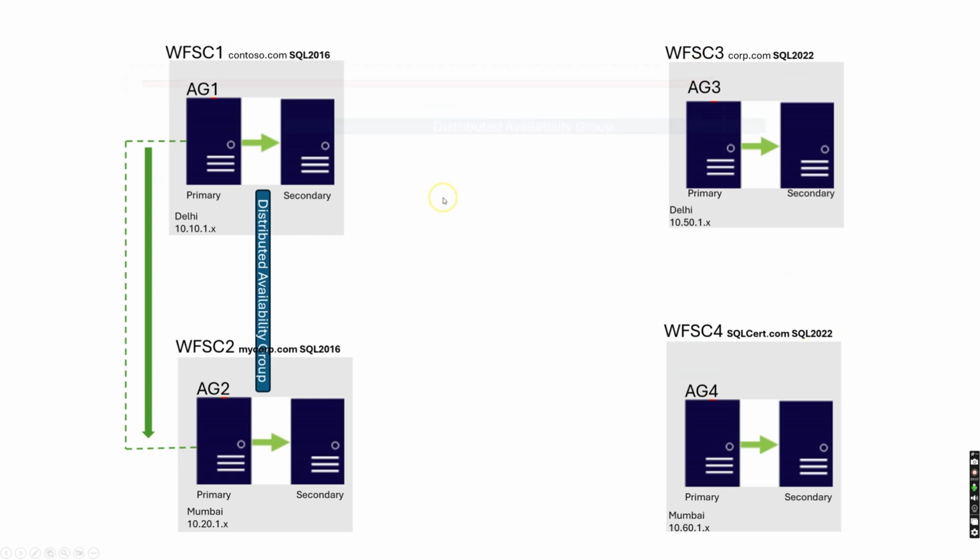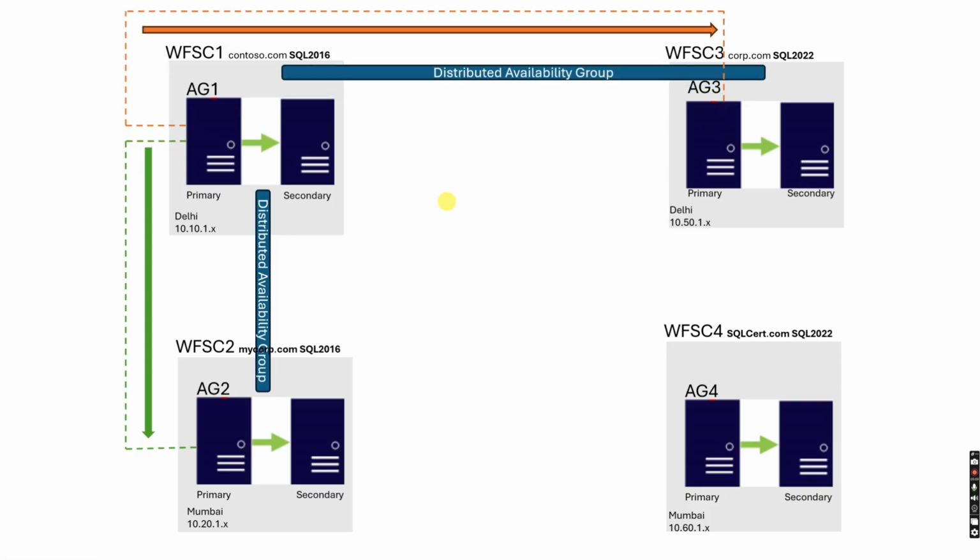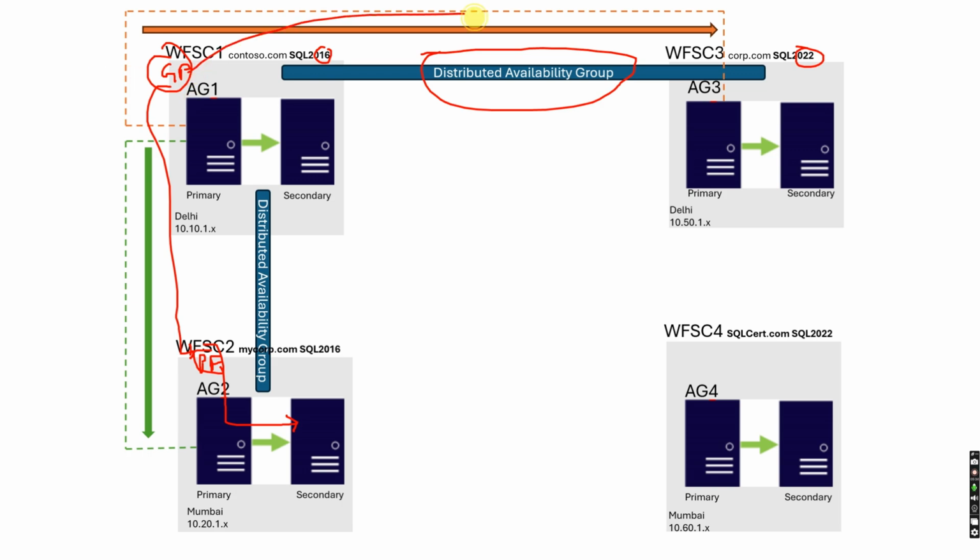Now the second step would be to configure the distributed availability group from this global primary, right? And this one is the primary forwarder, right? This sends data to this. So we will configure a distributed availability group between 2016 and 2022, and this will send data to this, and this server will become our primary forwarder. And this primary forwarder will send the transaction logs to this server.